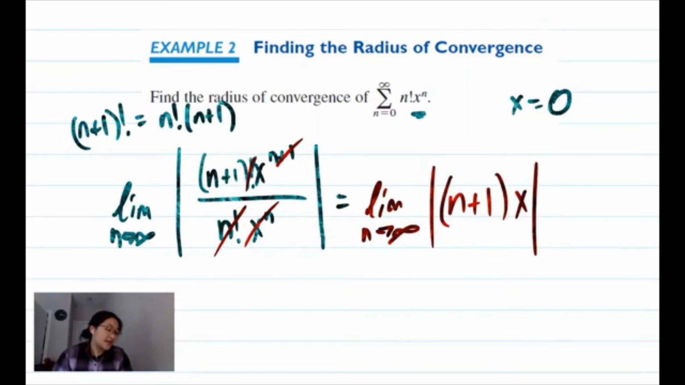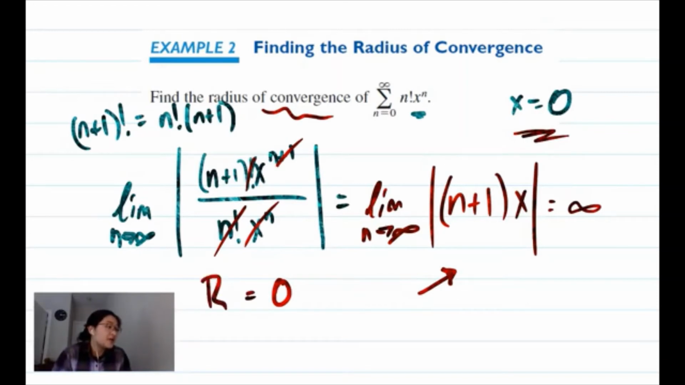Now, what happens here? Well, we have infinity plus 1 times x. So no matter what x value we have, this is going to be an infinite limit, so this limit does not exist. And so our radius of convergence here is 0 because we have an infinite limit there, which means that our series diverges no matter what x value we have, unless x equals 0. So our radius of convergence, r, equals 0.